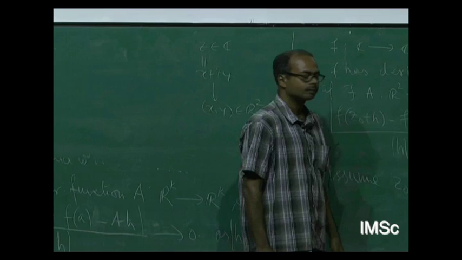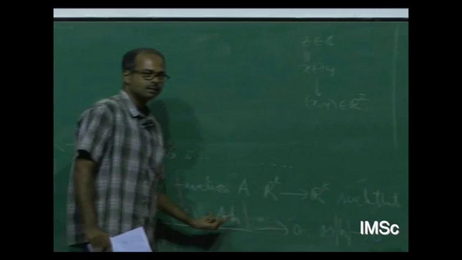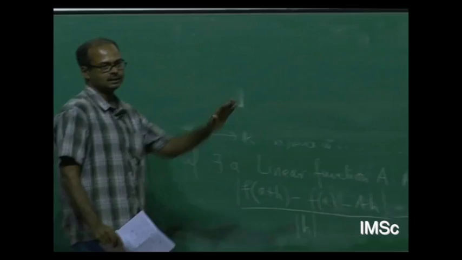No, A is a 2x2 matrix. No, A is a k cross k matrix. This is just a linear transformation, so it's a k cross k matrix. Then you have a k vector. Yeah, so we just specialize a little bit to make things a bit easier.